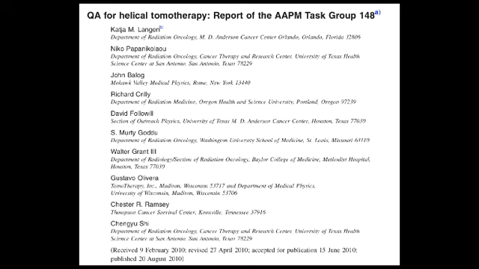So this is the essentials of the tomotherapy device, and there's an APM report that describes this device a little more and the QA issues around it, although the report is now a bit dated.